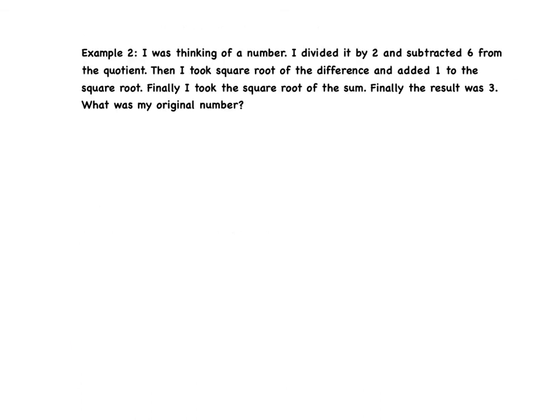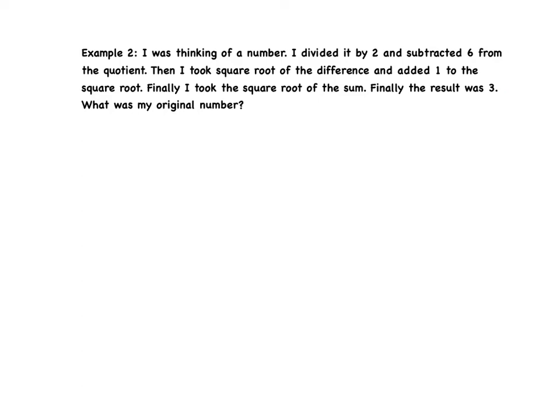Okay, here's another example. I was thinking of a number. I divided it by 2 and subtracted 6 from the quotient. Then I took the square root of the difference and added 1 to the square root. Finally, I took the square root of the sum, and finally, the result was 3. What was my original number? Okay, so a lot of steps have happened before I got the final result, which was 3.